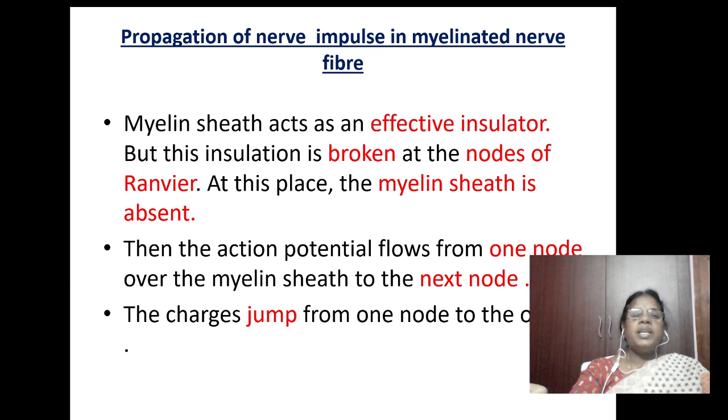The second one is propagation of nerve impulse in myelinated nerve fiber. That means the axon is completely covered by a myelin sheath. Here the myelin sheath acts as an effective insulator, but this insulation is broken at the nodes of Ranvier. At this place the myelin sheath is absent. The action potential flows from one node over the myelin sheath to the next node. That means the charges jump from one node to the other.